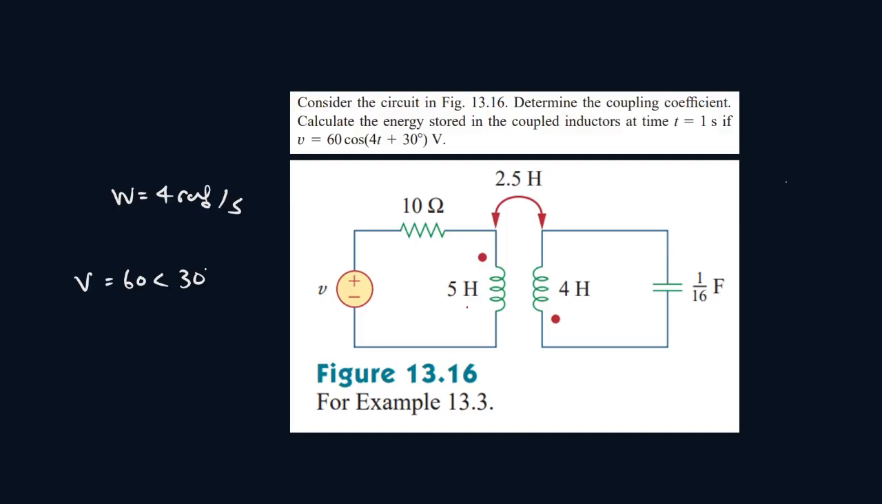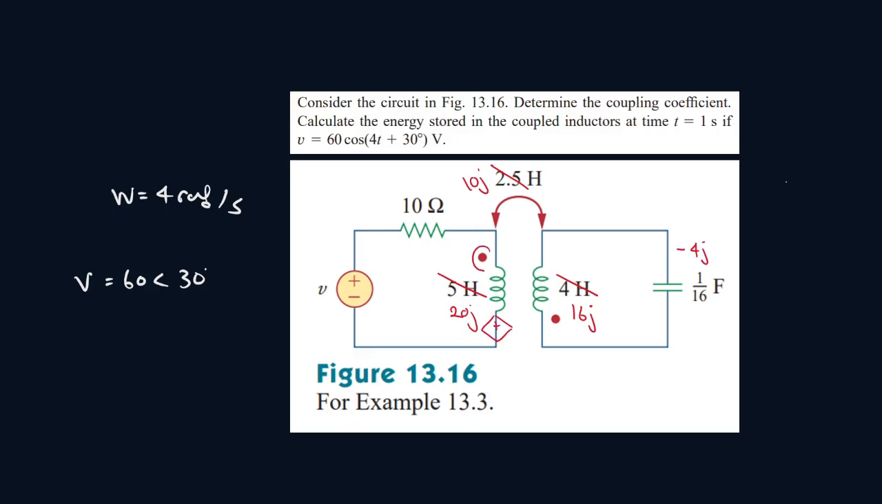So the resistor will just be 10 ohms. The inductor will be 20J. The other inductor will be 16J. The mutual inductance will be 10J. And the capacitance will be minus 4J. Okay, and then let's get the mutual inductance value.